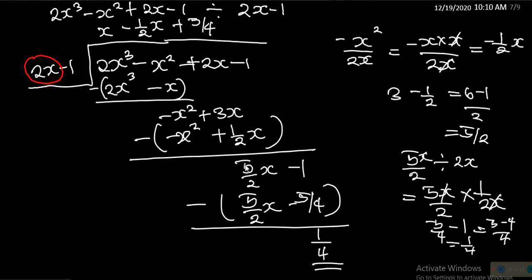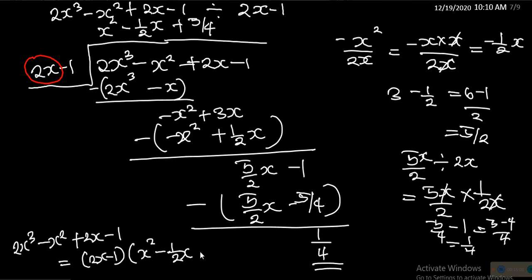So therefore, for this polynomial, the polynomial 2x cubed minus x squared plus 2x minus 1 equals the divisor 2x minus 1 multiplied by the quotient, which is x squared minus 1 over 2x plus 5 over 4, plus the remainder. The remainder is 1 over 4.